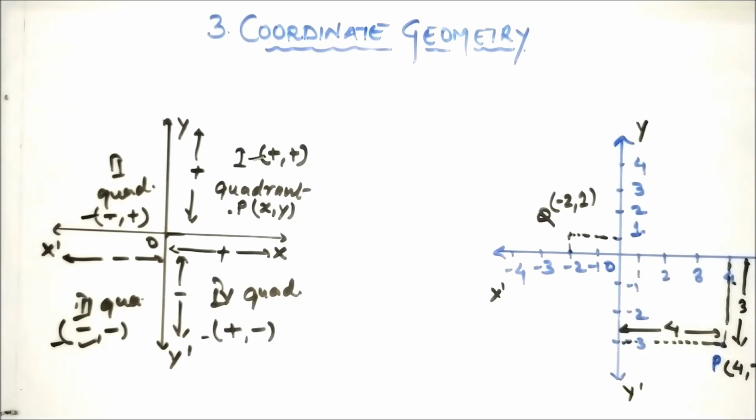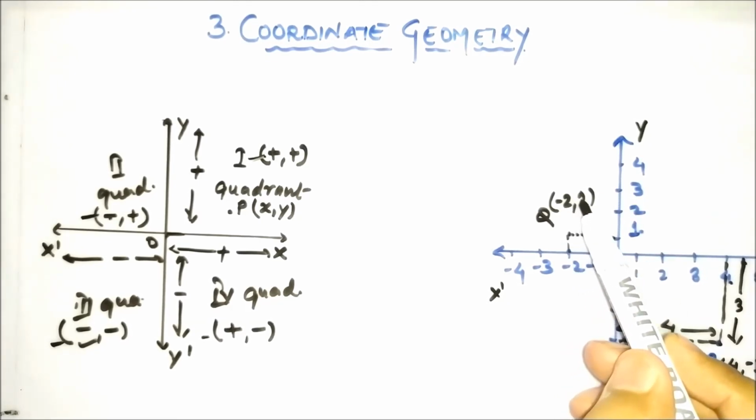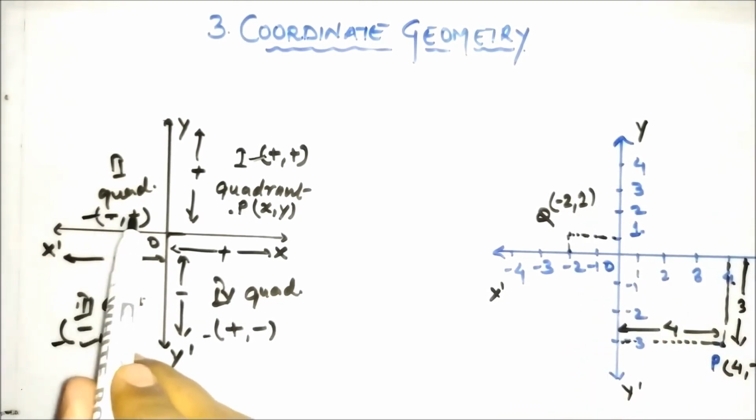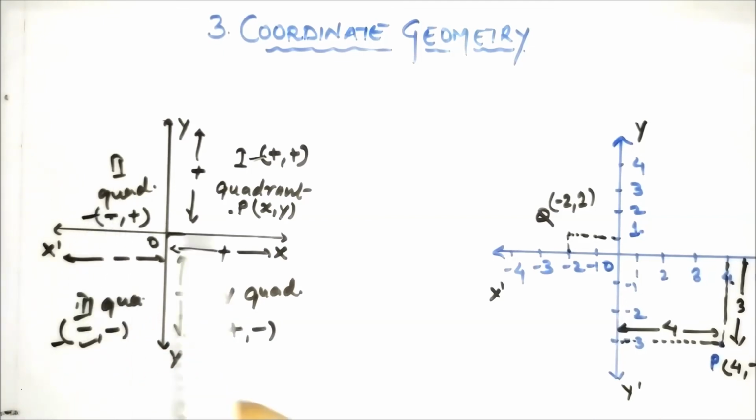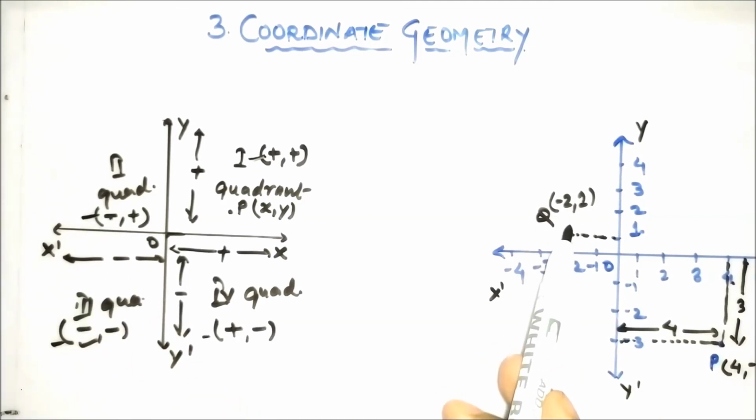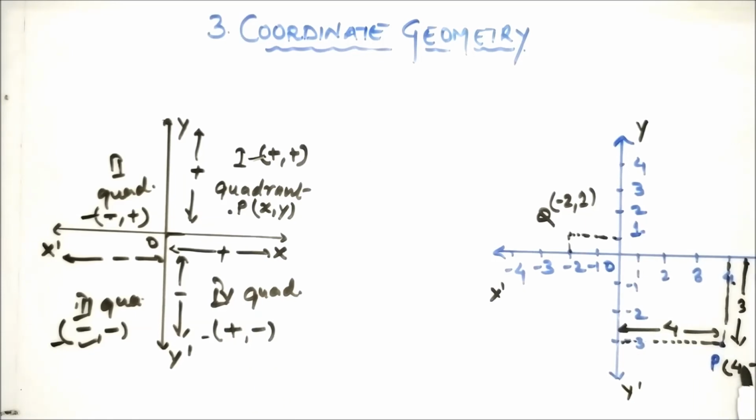If you again see here, it is minus plus, and minus plus always lies in the second quadrant, and we are getting the point in the second quadrant. And this one is plus minus, and plus minus always lies in the fourth quadrant, and we are getting the point in the fourth quadrant.